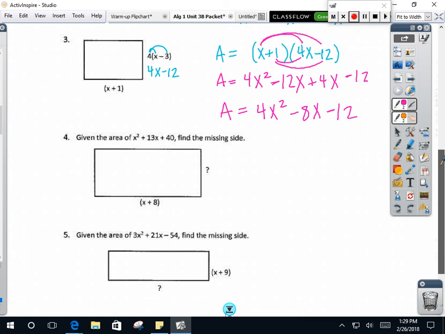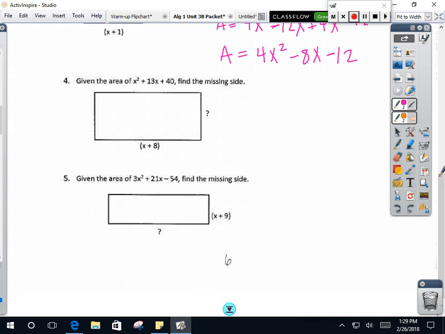Okay, number 4 is a little bit different, because in number 4 it says, given the area of x squared plus 13x plus 40, find the missing side. So this time they gave you the length of x plus 8, but they did not give you the width. So you need to figure out what the width needs to be to make this the area.